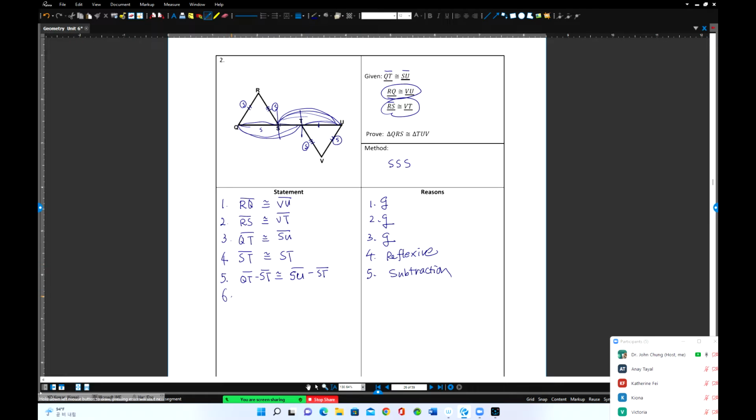We have another law, the partition partial rate. What is the partition partial rate? I'm going to delete over here, right? Partition partial rate looks like this. First one, QT. This whole is equal to the sum of each part, right? QS plus ST. That is a partition partial rate. Another one is QS equals QT minus ST, right? It's okay. This is also partition partial rate.